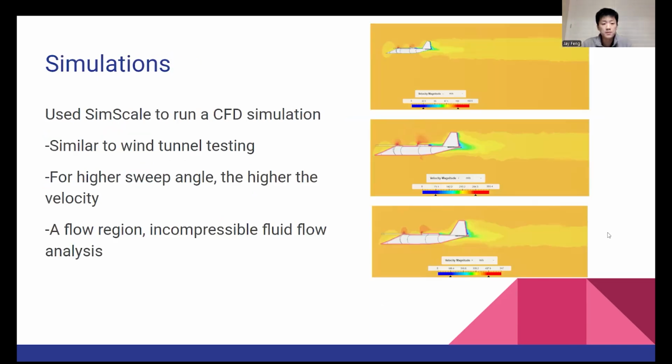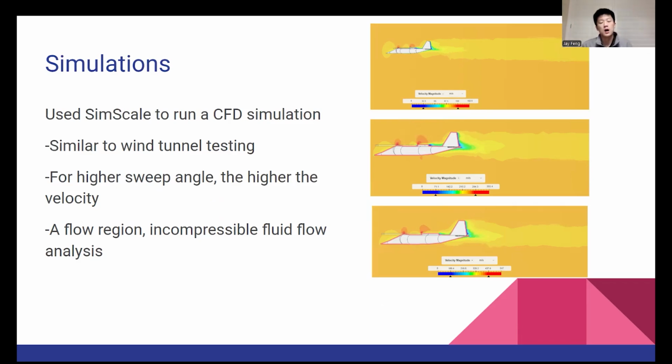After I did the CAD models, I then moved them into SimScale to run a CFD simulation. This simulation gives us a detailed idea of the airflow around the airplane while it's in the air. And it's kind of similar to wind tunnel testing, which actually uses physical prototypes to test it with air flowing through the tunnel.